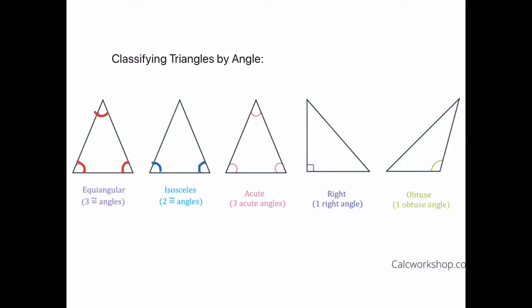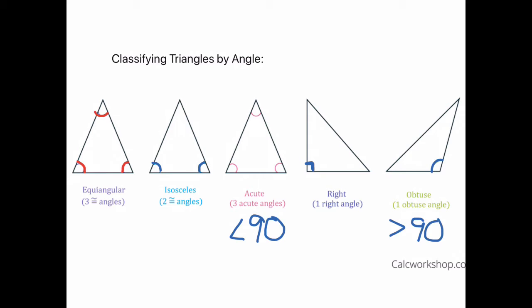If you have angles that are less than 90 degrees, it's known as an acute triangle. If you have a right angle, a 90-degree angle, it's known as a right triangle. And if you have an angle that is greater than 90 degrees, it's known as an obtuse triangle.